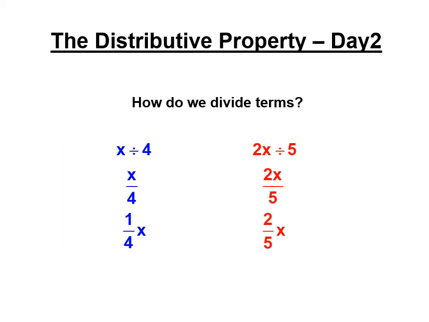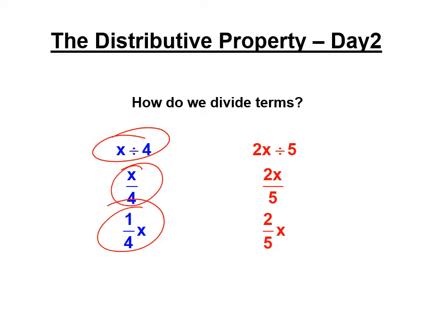Okay, so how do we divide terms, right? We hardly ever write x divided by 4 in algebra class. We write x over 4. It means exactly the same thing. It's also the same as multiplying by 1/4, right? If you have $1 and you want to divide it among 4 of you, you would each get 25 cents. But multiplying by 1/4 is the same as dividing by 4.